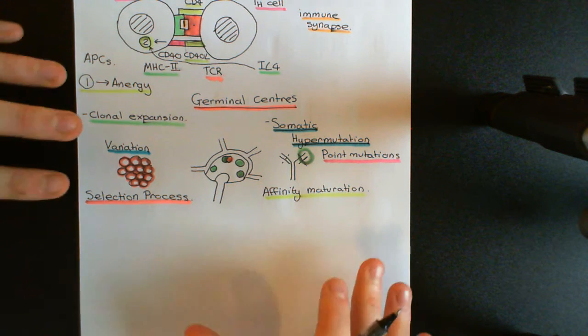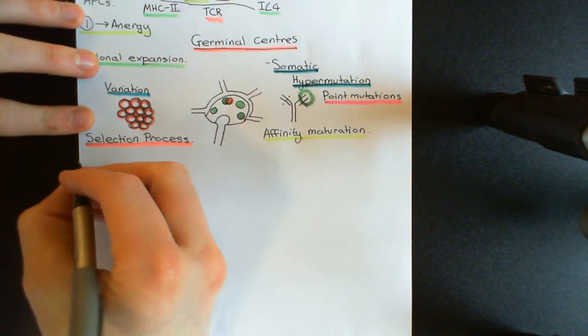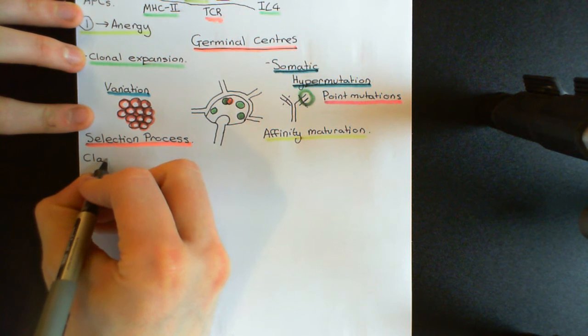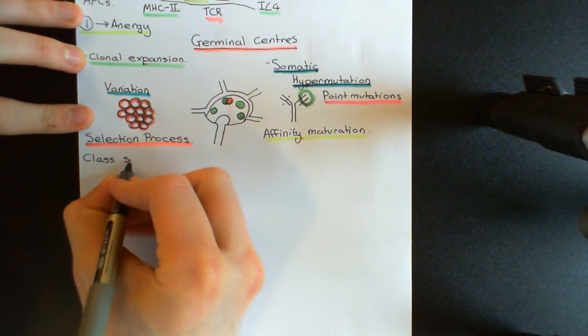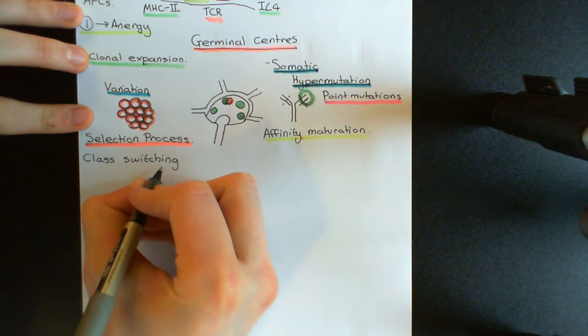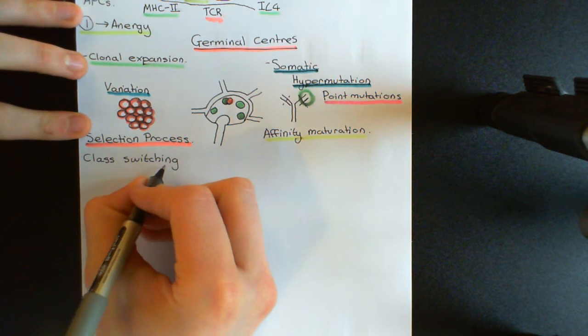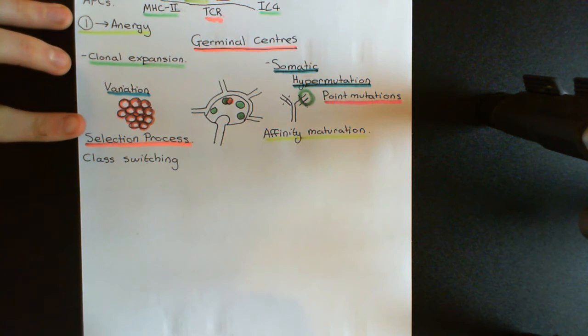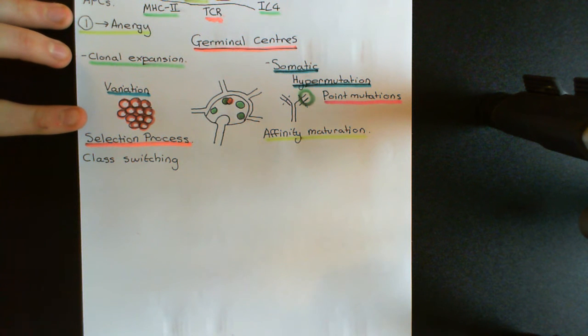Okay, right, the next thing that I want to discuss is that class switching can actually occur inside B cell germinal centres. So the B cells that are inside a B cell germinal centre can actually change the class of immunoglobulin molecules that they are producing. They can change which constant region they are going to use for their immunoglobulin heavy chains.